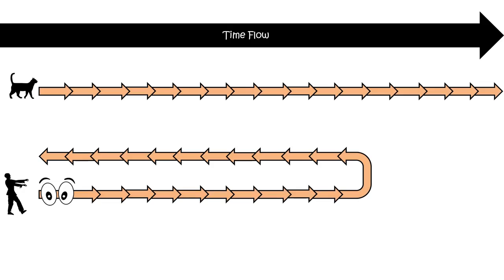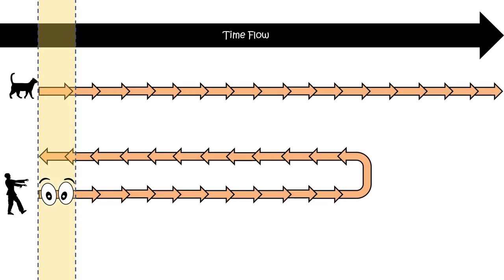Please note that these strings are all about time. They have nothing to do with space or geographic location. The yellow strip covers objects that exist at the same time point in regard to the world's normal timeline.